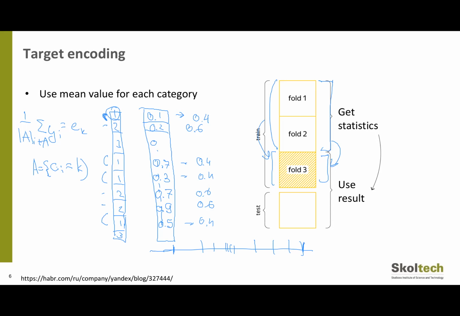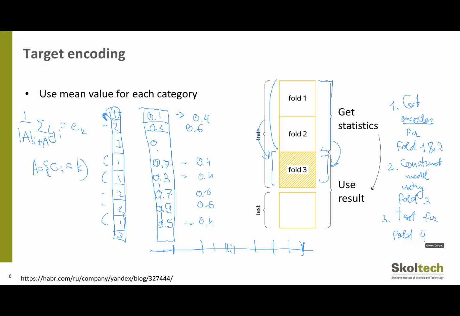So you get the encoder for fold 1, then you construct fold 2, then you construct the model using fold 3 here, and you use the encoder you constructed earlier to get the features, to get this preprocessing done. And then you can test your model on fold 4.